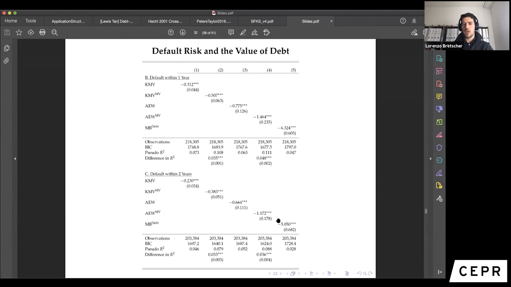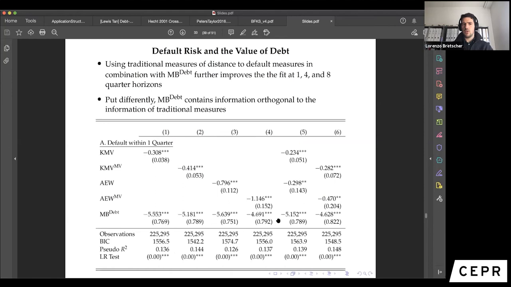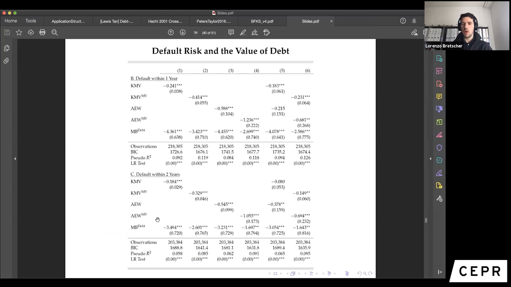So that leads us to our second application, which says, okay, given the low correlation between existing predictors and market to book debt, let's add them together in a regression and see whether we can improve. Yes, we can. It keeps it significant. And the log likelihood ratio test tells us that, yes, indeed, we should keep both variables and not look at the restricted model, okay? So adding market to book debt seems to have explanatory power above and beyond these traditional predictor variables for corporate default. Again, this statement holds at 1 quarter, 1 year, and 2 years.